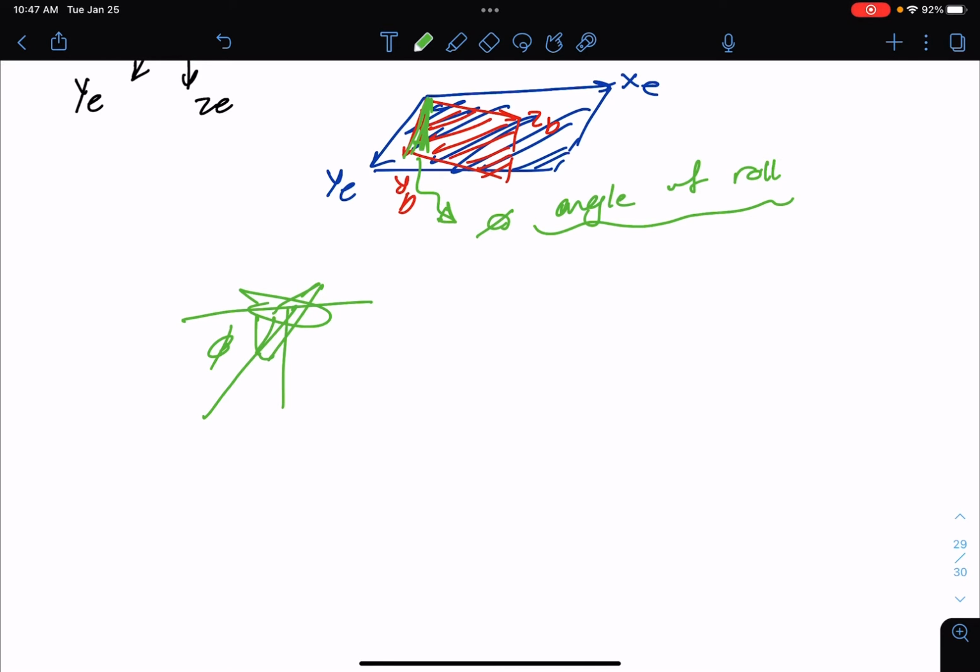The definition is a little complicated, but I hope you understand what it is. How much you have rolled, right? How much your aircraft has rotated on the x-axis, right? Does it make sense?